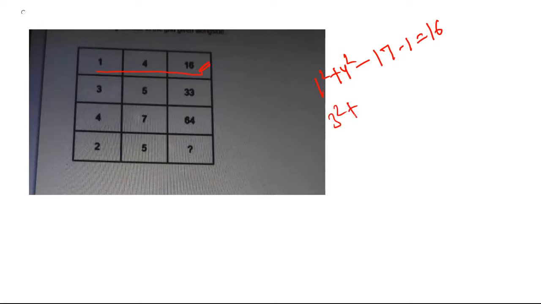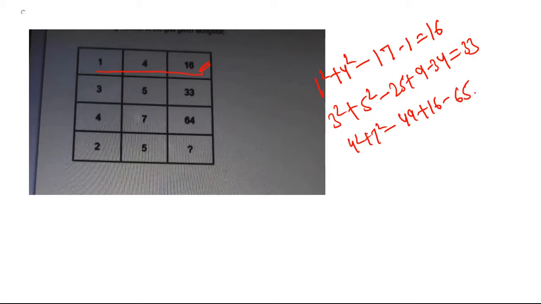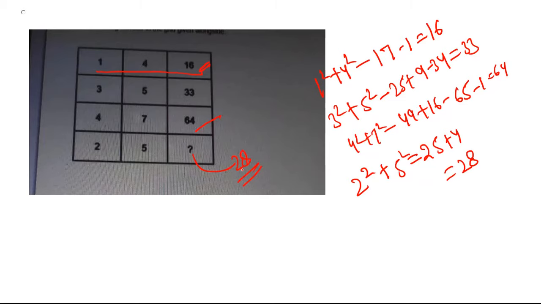Similarly here, 3 square plus 5 square, 25 plus 9, that will give you 34, and 34 minus 1 will give you 33. Similarly here also, 4 square plus 7 square, so 49 plus 16 will give you 65, and 65 minus 1 will give you 64. Here also we will do the same thing. 2 square plus 5 square will give you 25 plus 4, 29, and 29 minus 1 will be 28. So here the number will be 28. So 28 will be the correct answer here.